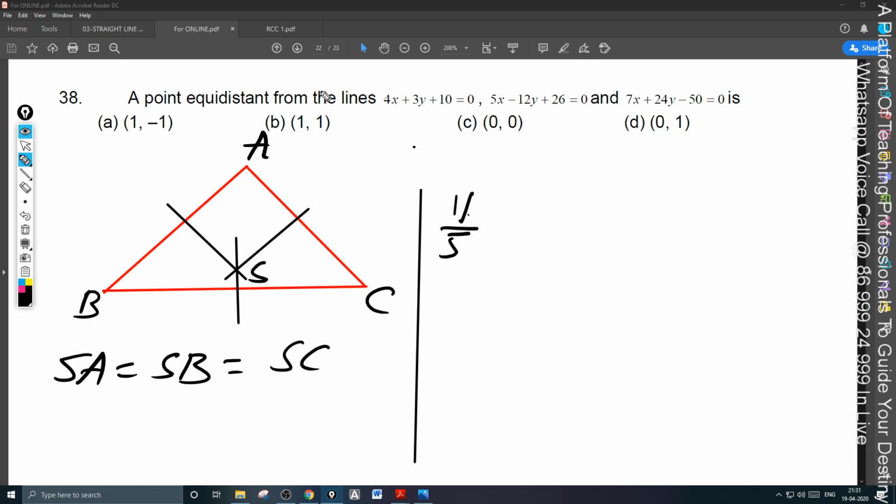Let us check this one. 5 plus 12, 17 plus 26 is 43. 43 by 13. No, it's not equal. Option A is not getting satisfied. No. Option B, please.